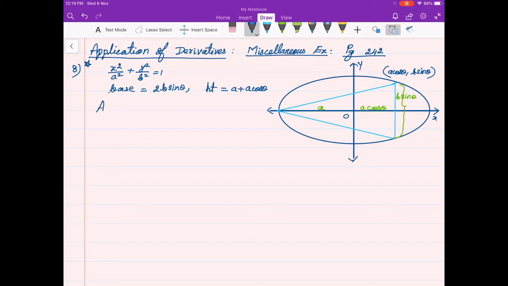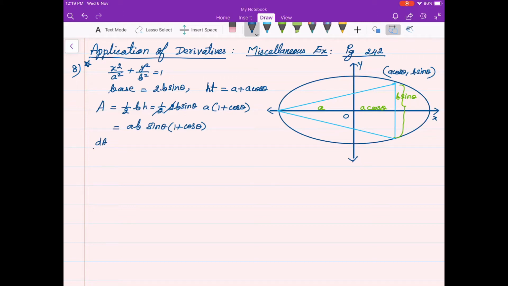Let A be the area of the triangle which has to be maximized, half b h. Half into base is 2b sin theta and height is a plus a cos theta; a is common, we can take it out. We get a times 1 plus cos theta. A equals ab sin theta times 1 plus cos theta. Here we have only one variable theta. That is why we use parametric equations.